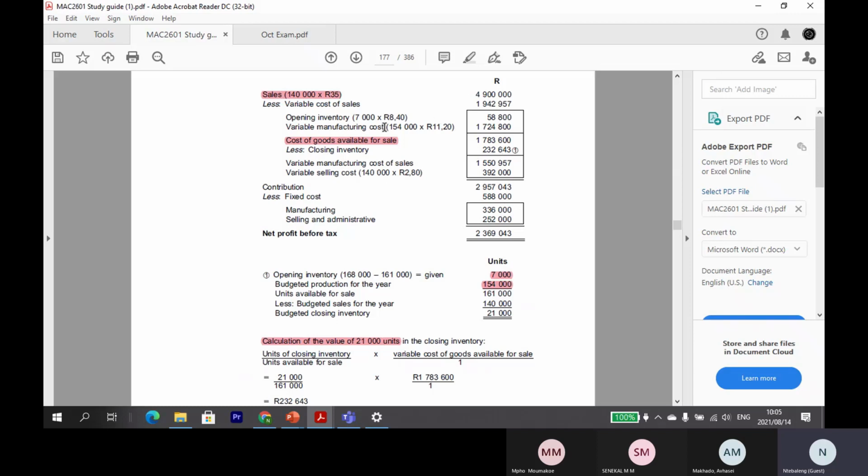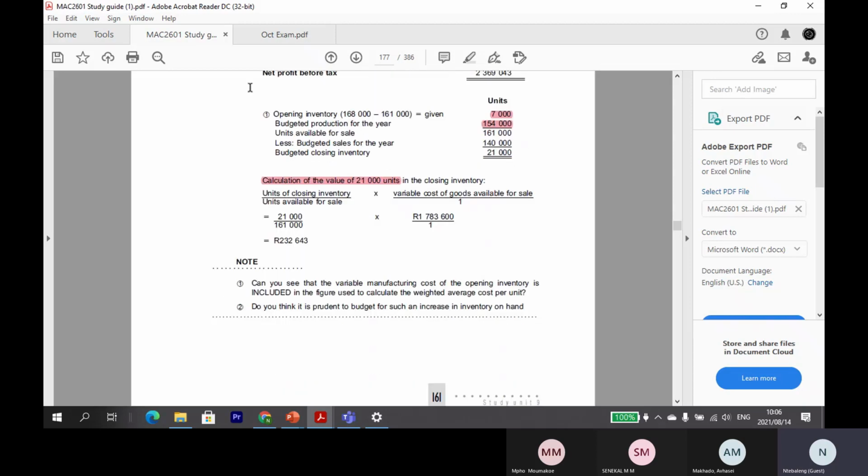And then the other stuff, they come as we always know. Variable cost of goods available for sale will be your opening plus your variable cost, less your inventory. That becomes your cost of sales. And then you also take into account your variable selling cost. There you go. And then you get your contribution, and then they come down. Are we all good? So what we needed to be aware of is that when it comes to the closing inventory, you apportion it against the variable cost of goods available for sale. I hope you guys can follow and you understand.